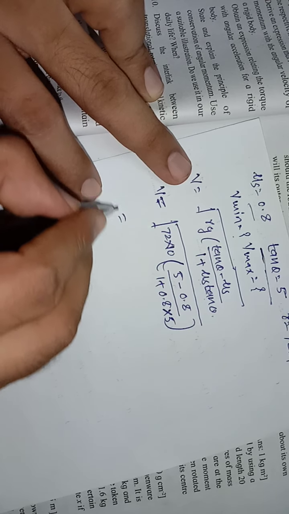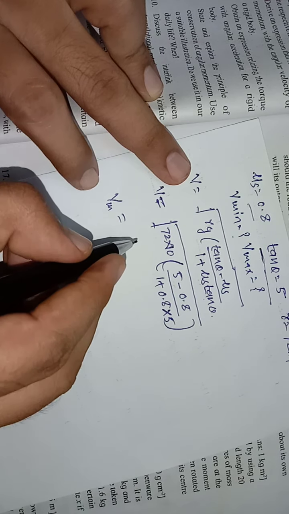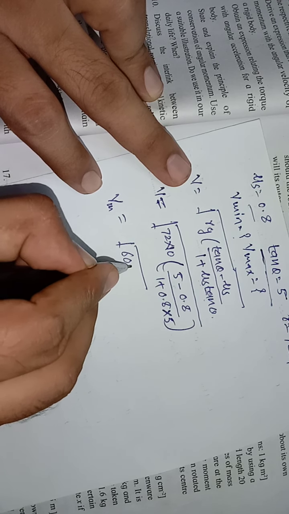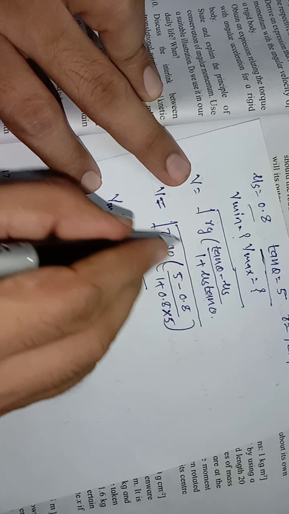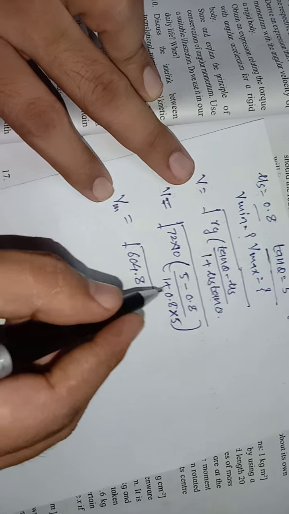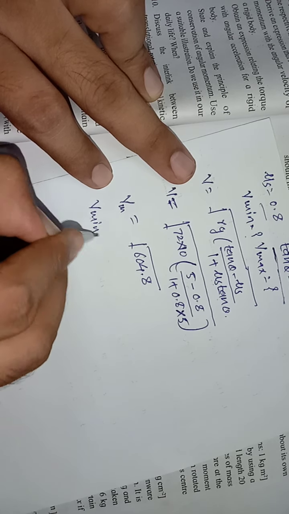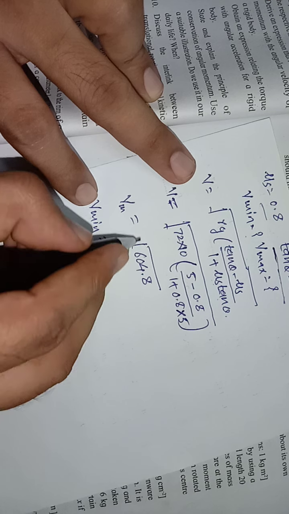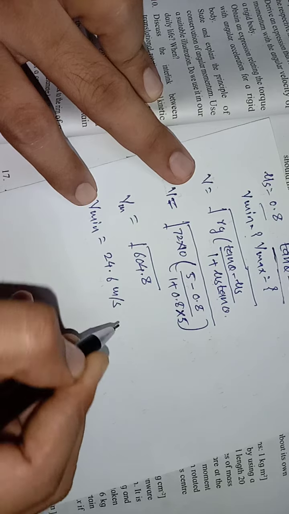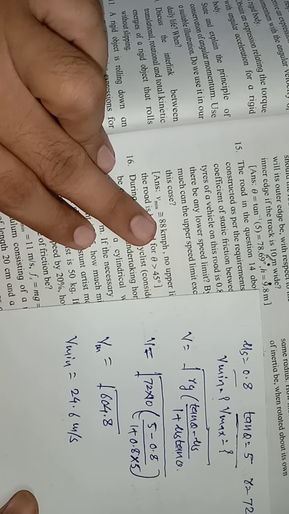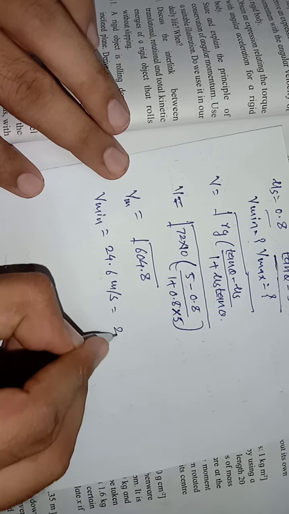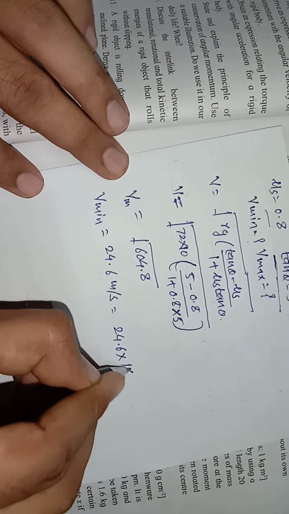When we calculate that, v minimum is equal to under root 604.8. This is the answer. When we solve that, we get v minimum is equal to under root 604.8. When we take the square root of this, we get the answer 24.6 meter per second. But that answer is given in kilometer per hour. So how to convert that into kilometer per hour? 24.6 into 18 divided by 5.